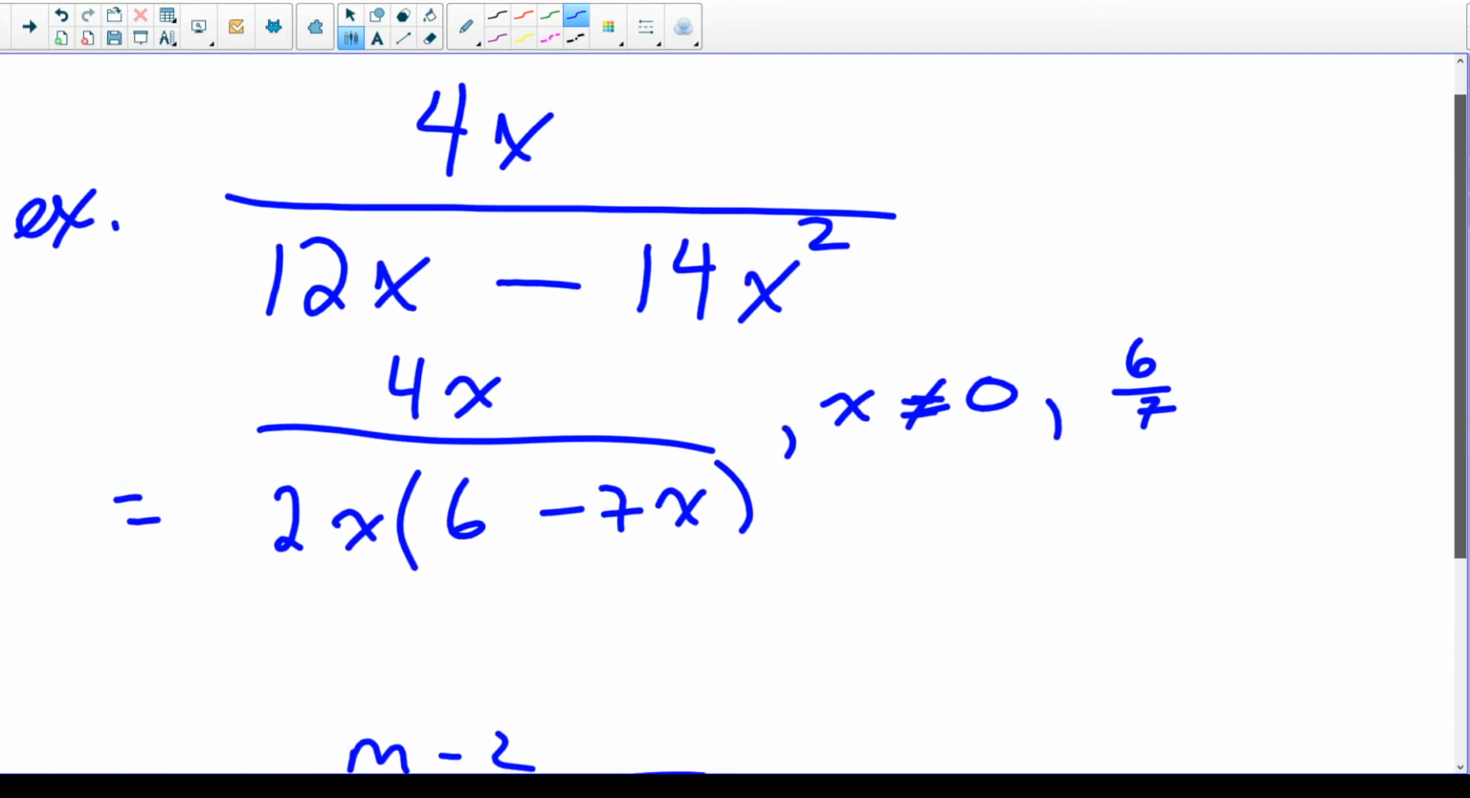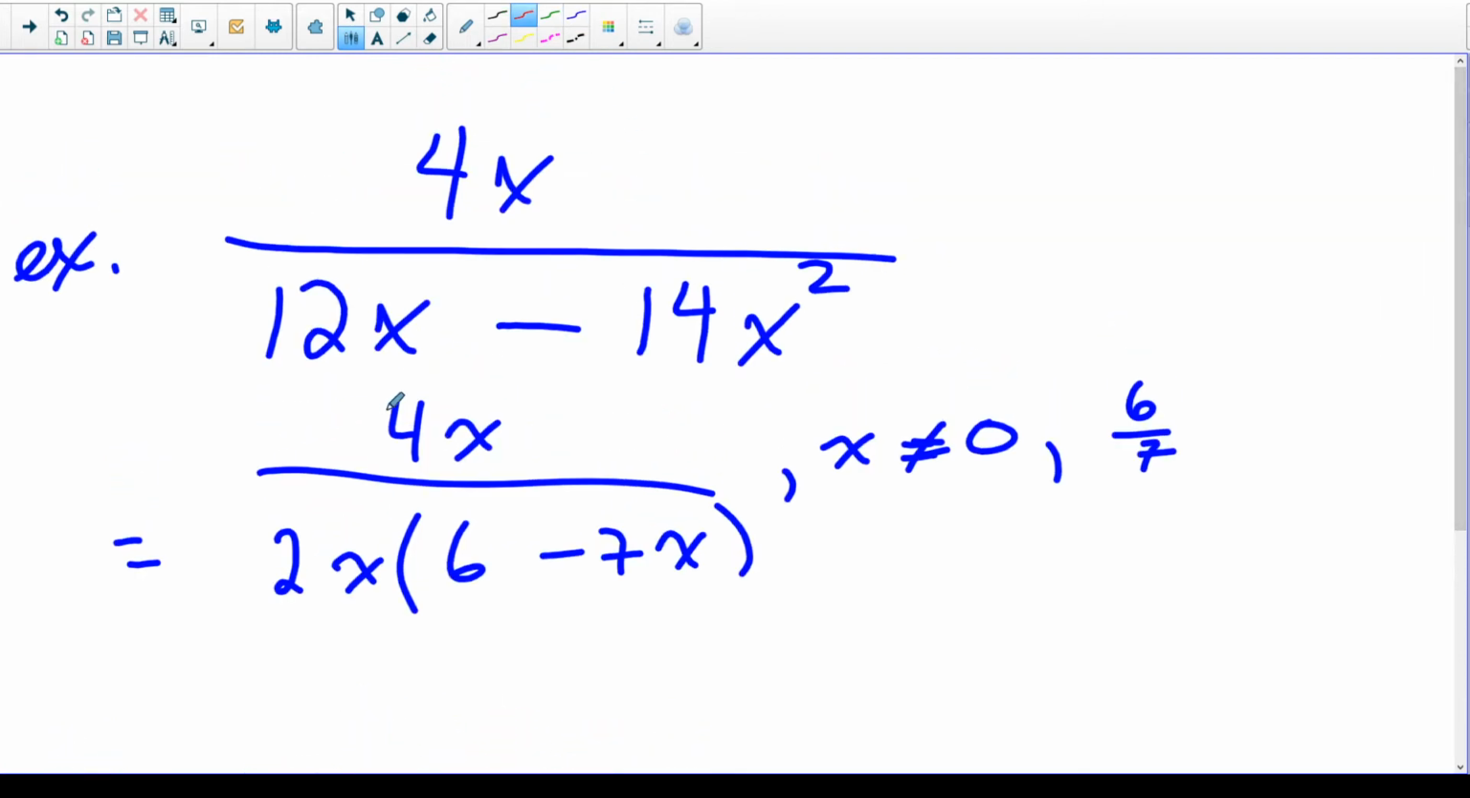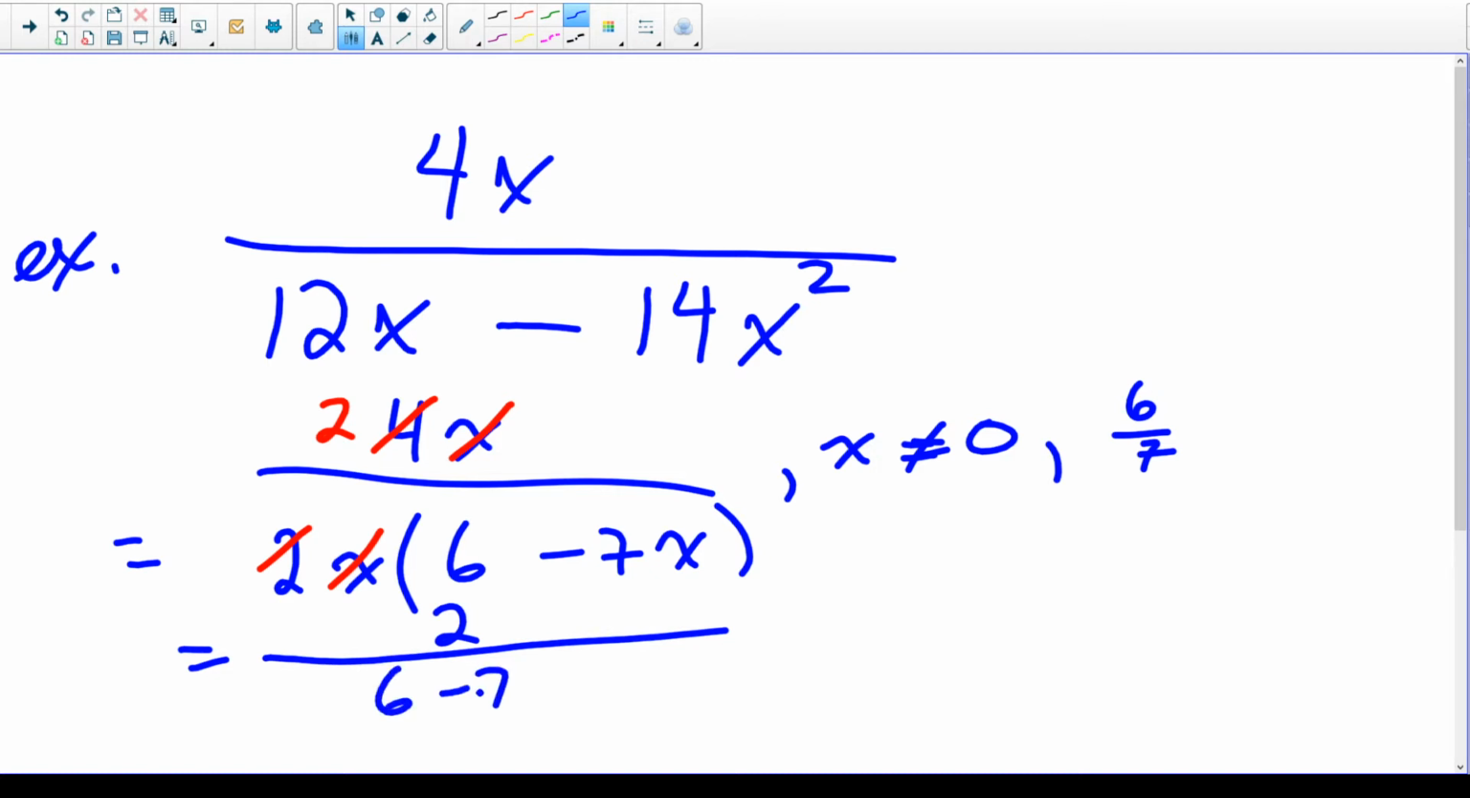At that point, the 4 cancels out with the 2, leaves a 2 behind. The x cancels out with the x, leaves a 1 behind. And our final answer would be 2 over 6 minus 7x in this case. No bracket needed at the bottom anymore because it's the only factor left.